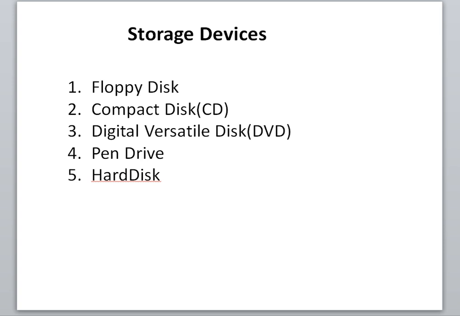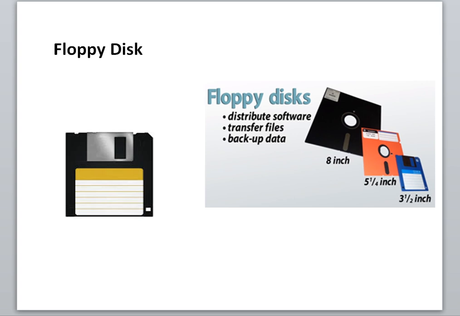Now let us see some examples of storage devices. There are 5 storage devices: floppy disk, compact disk, short form CD, digital versatile disk, short form DVD, another one pen drive, and last one is hard disk. Let's see one by one all of these. First one is floppy disk. This floppy disk is a thin and flexible disk whose size is 3.5 inches.